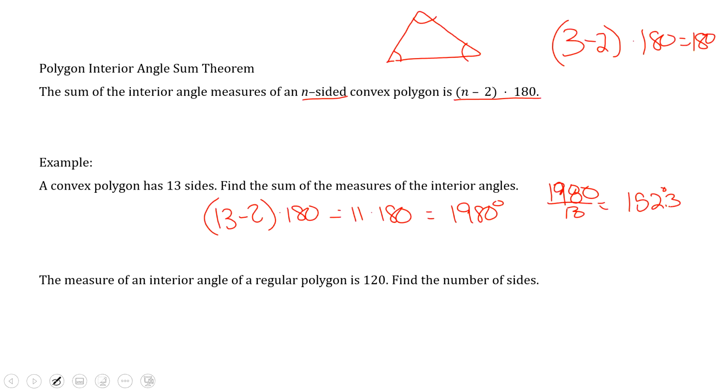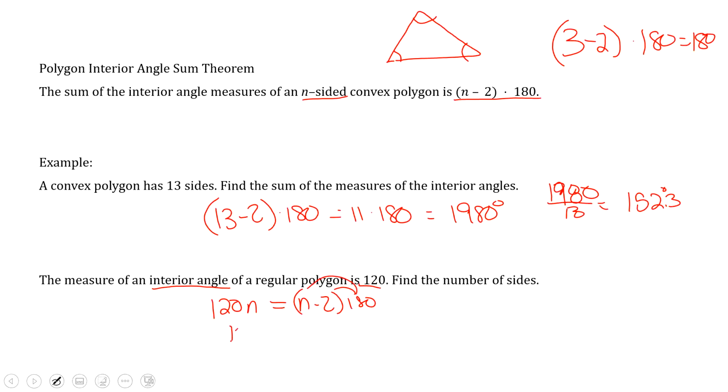Our next example: they're telling us that each individual interior angle measures 120 degrees, and they want to know the number of sides. Like what I just did, dividing 1980 by 13 to get each individual angle, I'm going to do the same thing here. To figure out how many sides, I take 120 degrees, the measurement of each angle, times the number of sides, and that equals n minus 2 times 180. Now we're into a basic algebra problem, using the distributive property.